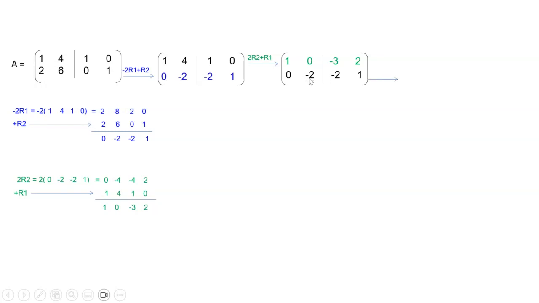It has to be a 1. That means I'm going to multiply the row 2 by the reciprocal, which would be -1/2. So -1/2 row 2 means we're going to be multiplying -1/2 times 0 will give us 0. -1/2 times -2 will give us a +1. And -1/2 times 1 will give us a -1/2. If you notice, this is my inverse.